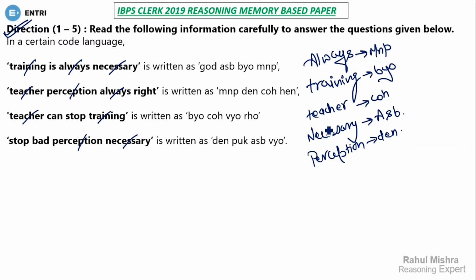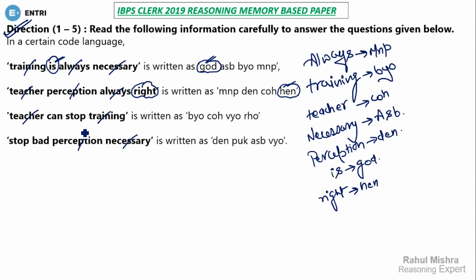Now look at the first statement, is left, so the leftover word will have the leftover code. In the first statement the leftover word is 'is' and the leftover code is GOD. So 'is' is coded as GOD. In the second statement, right is left. So which code is left for right? That is HEN. So the code for right will be HEN.